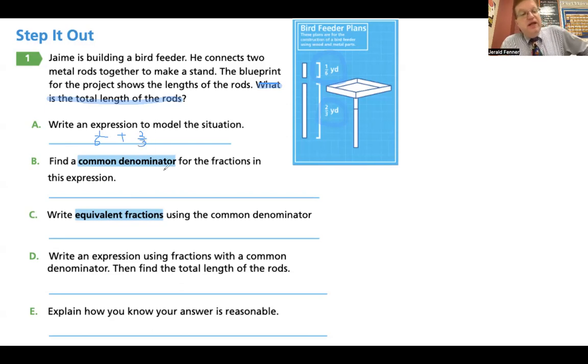Now this is where I need to deviate because they say find a common denominator for the fractions in this expression. And what would be the common denominator between 3 and 6? Well, if you look at your multiples of 3, it's 3 and 6. And you know that 6 already has a multiple of 6. So our common denominator is going to be 6. But this is where I would like you to get into the habit of doing it the way that I taught you yesterday at the very end of the lesson.